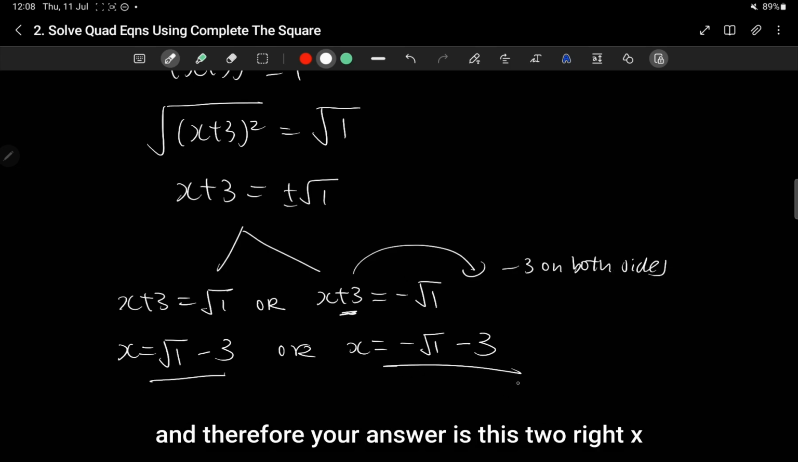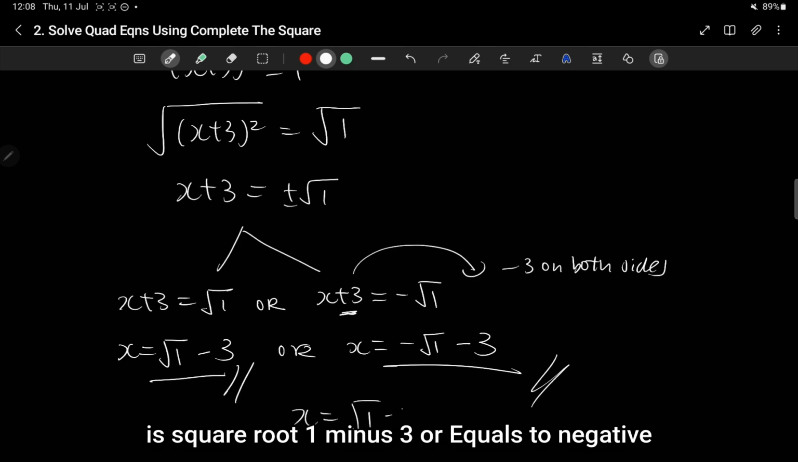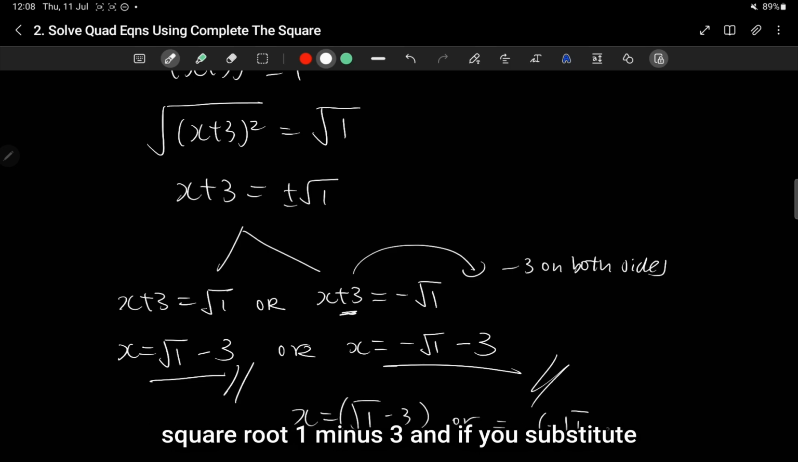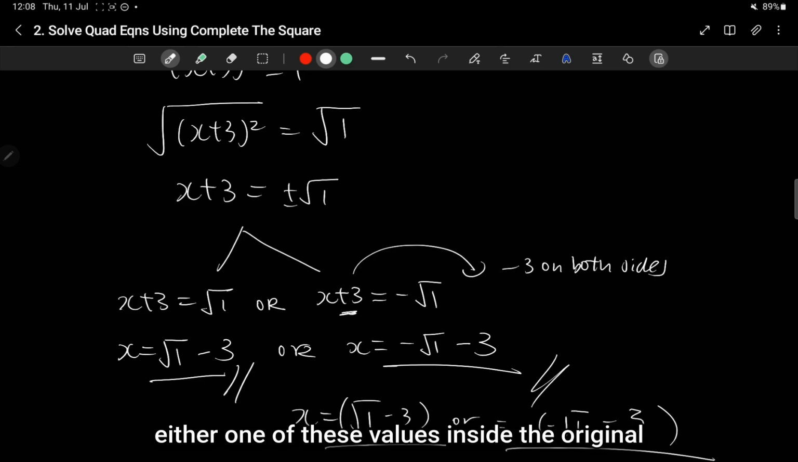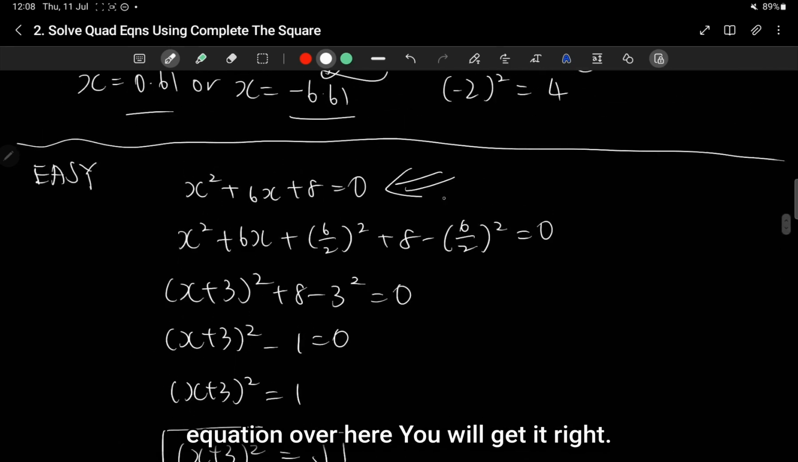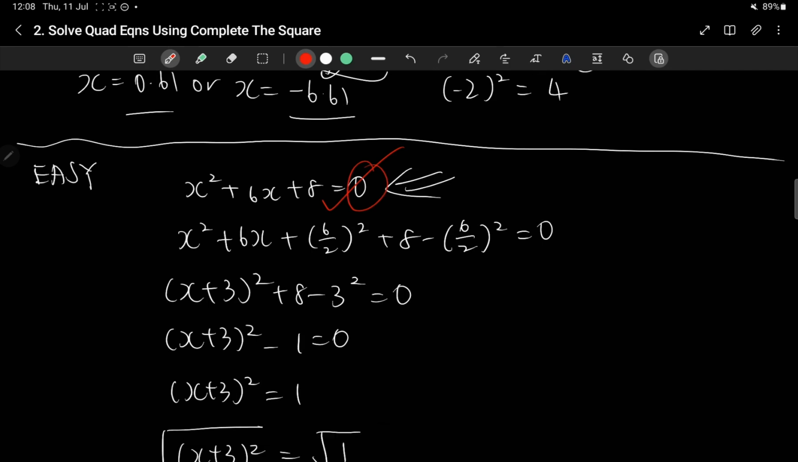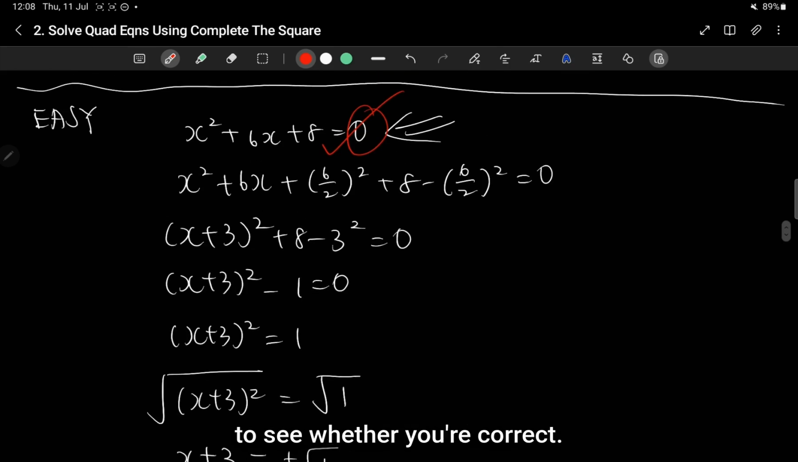And therefore, your answer is this, right? x is square root 1 minus 3, or x equals negative square root 1 minus 3. And if you substitute either one of these values inside the original equation over here, you will get 0. And that's how you check backwards to see whether you're correct.